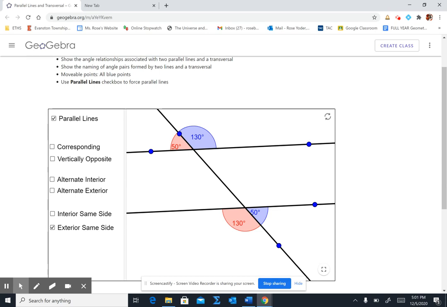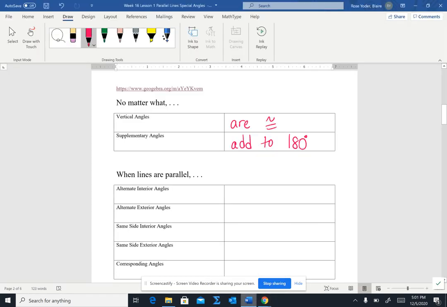So let's take down some notes on that. And you have the link to this demo so you can play around with it as well. When lines are parallel, the alternate interior and the alternate exterior angles end up being congruent to each other. The corresponding angles were congruent also. That makes sense to me. They correspond with each other, so of course they end up being congruent to each other.